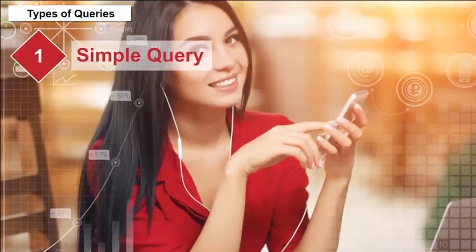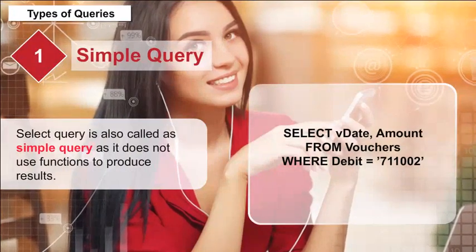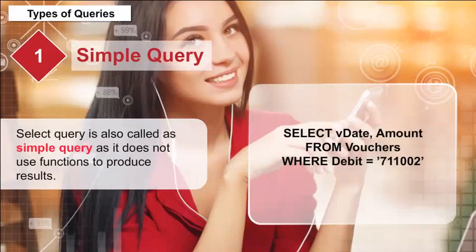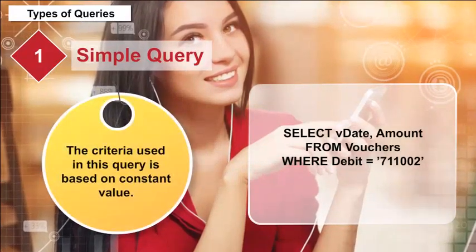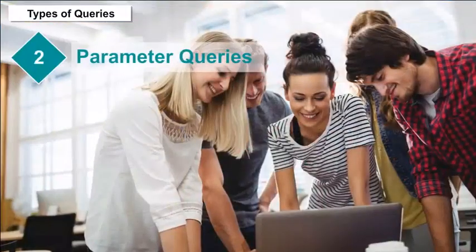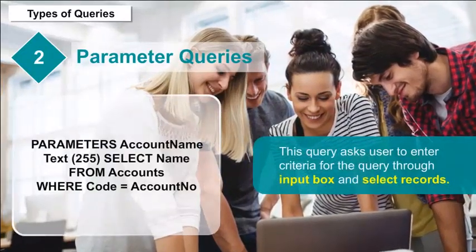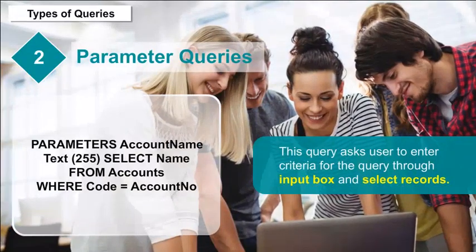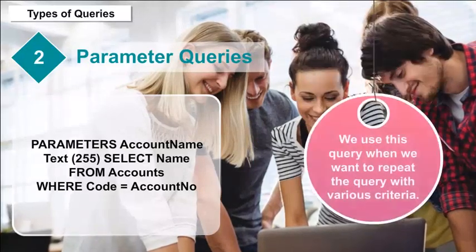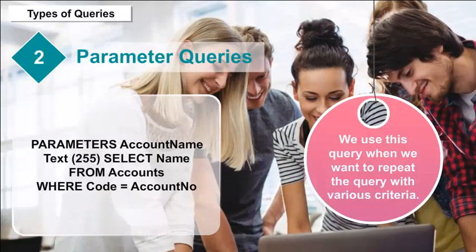1. Simple query. A select query is also called a simple query as it does not use functions to produce results. The criteria used in this query is based on a constant value. 2. Parameter queries. This query asks the user to enter criteria for the query through an input box and selects records. We use this query when we want to repeat the query with various criteria.